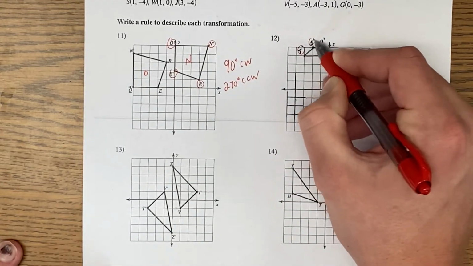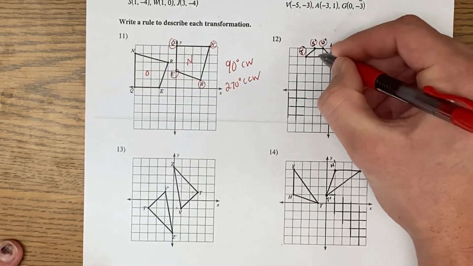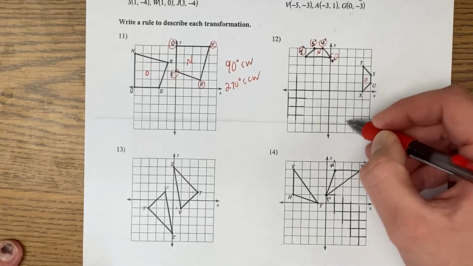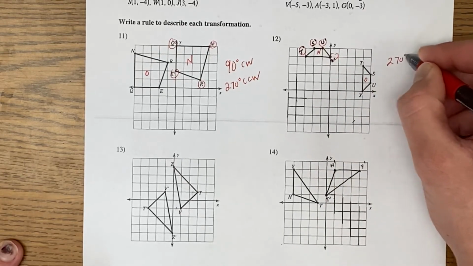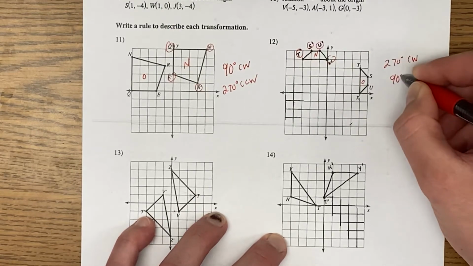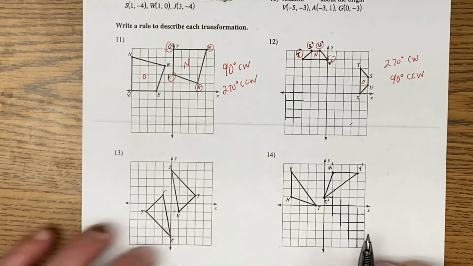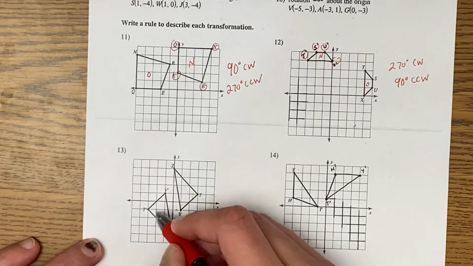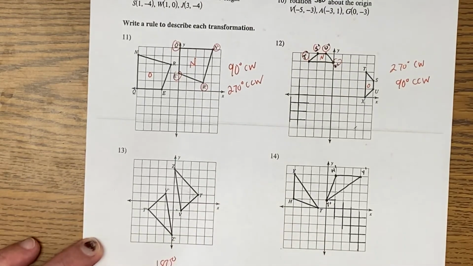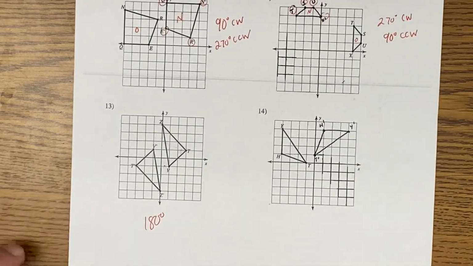All right, here's our primes right here. So this is our new shape. This is our original shape. So we either went 270 clockwise, or we could say we went 90 degrees counterclockwise. Right here, anytime we're diagonal from each other, that's a 180 degree rotation. It doesn't matter if we say clockwise or counterclockwise.